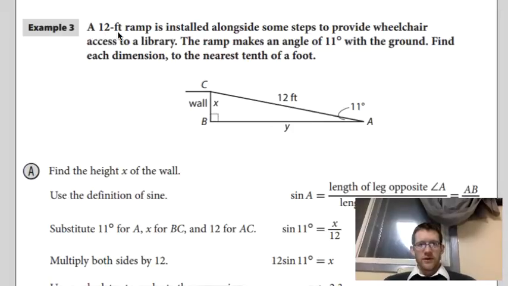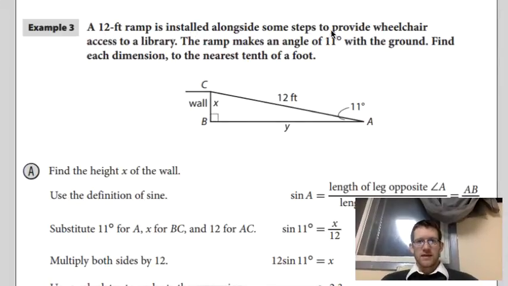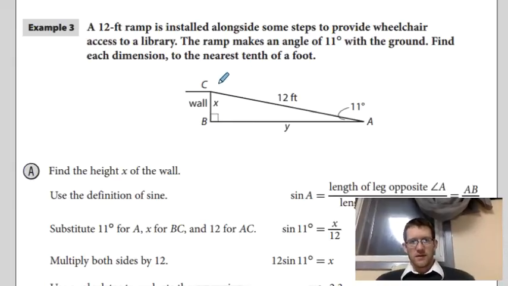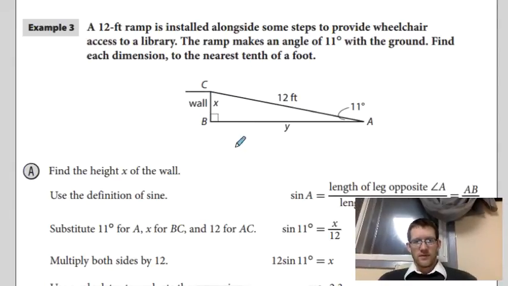This one says a 12-foot ramp is installed alongside some steps to provide wheelchair access to a library. The ramp makes an angle of 11 degrees with the ground. Find each dimension to the nearest tenth of a foot. So in this case, there are many applications for construction with these guys.